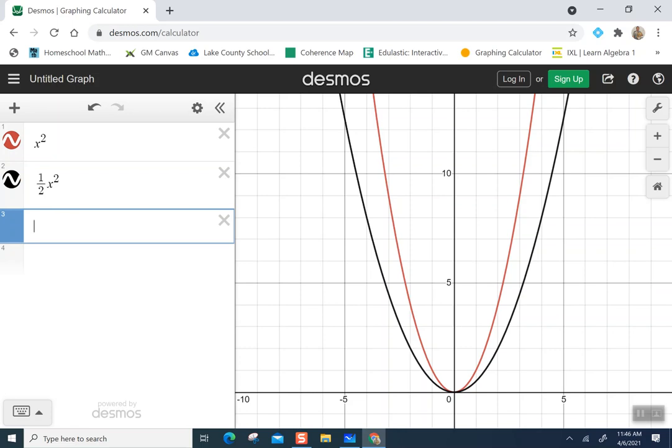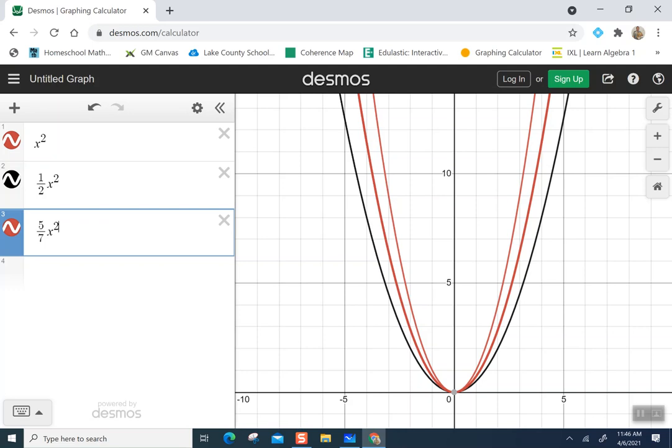Let's go with 5/7 x squared. Again, you'll notice it's pulling apart a little bit more. Of course, that color right there isn't very helpful, so let me see if I can change my color.